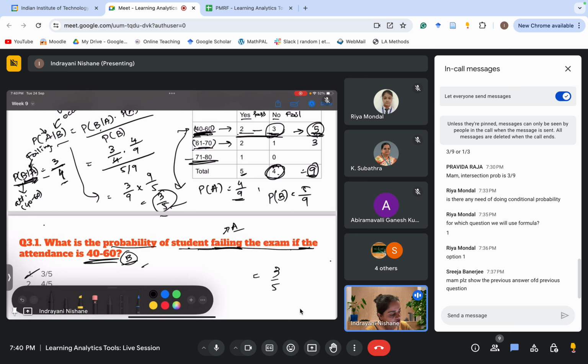So how many students have attendance between 70 to 80? 1. Out of this 1, how many students are passing? So this becomes 1 by 1. So without putting this in the formula, just by looking at this frequency table, we can answer this question.